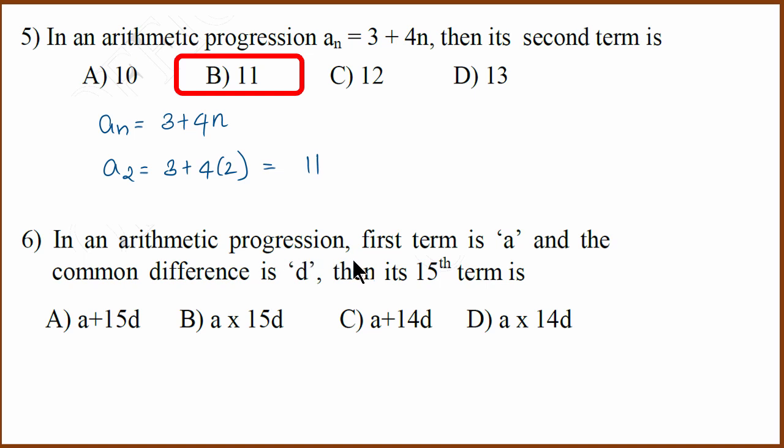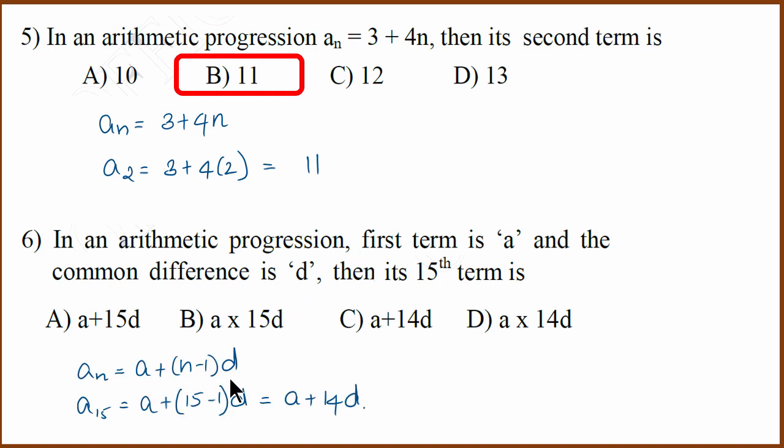Next question, we have to find the 15th term. If the first term is A and the common difference is D, if you substitute in the formula, you get A plus 14D. Formula substitute ಮಾಡಿದ್ರೆ ನಿಮಗೆ A plus 14D ಸಿಗುತ್ತೆ. Correct answer C.